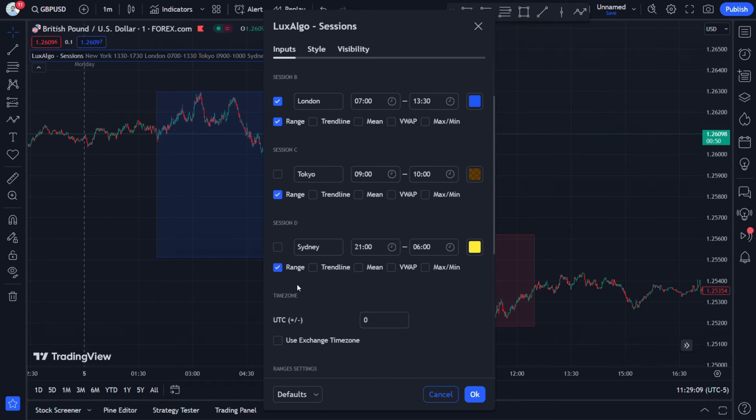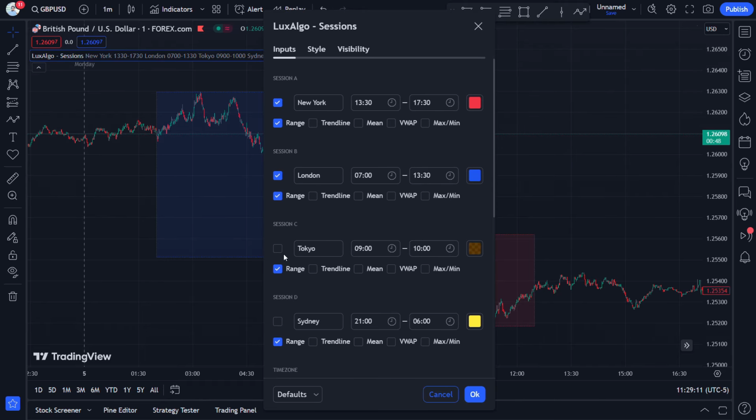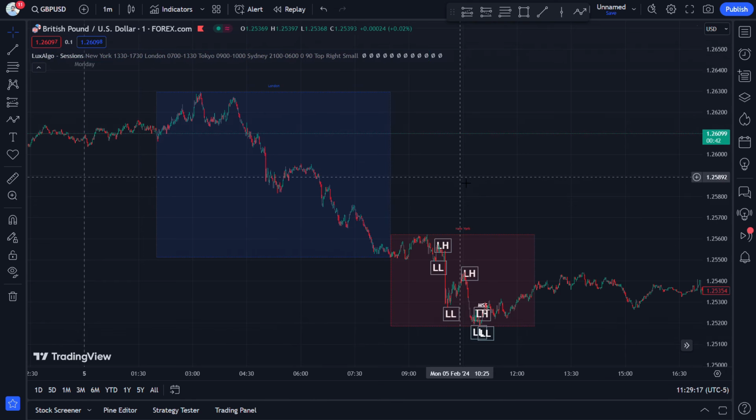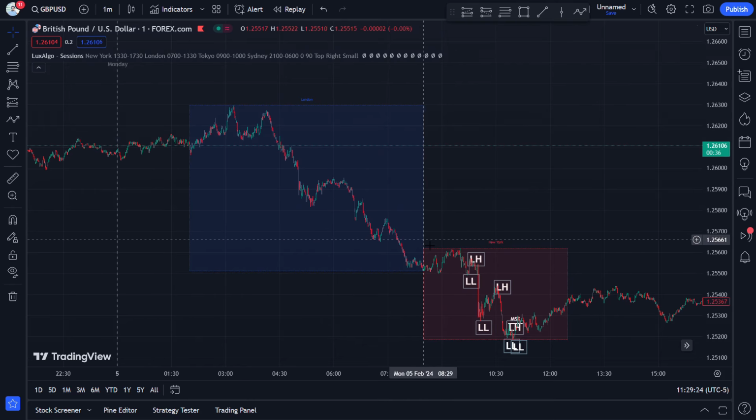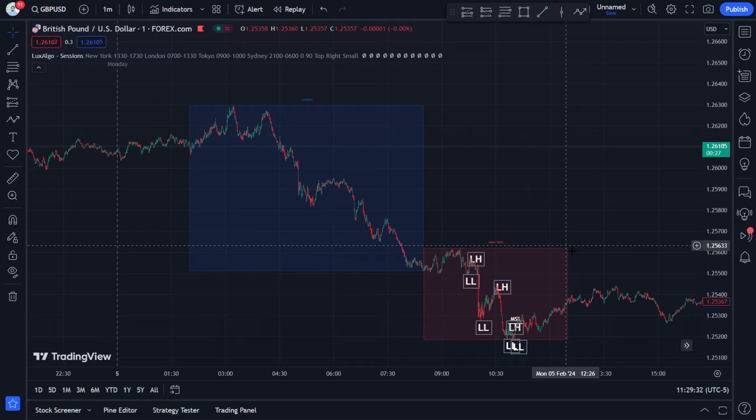You can just copy and paste these exact same settings. All of the other sessions are going to be turned off, and session A and session B are going to be turned on, and these are going to be the timings for it. For reference, the London session is going to be from 2 a.m. to 8:30 a.m. New York time. Remember, every time that I tell in this video is going to be according to New York time.